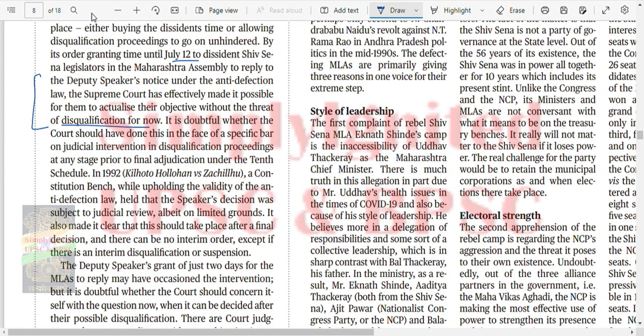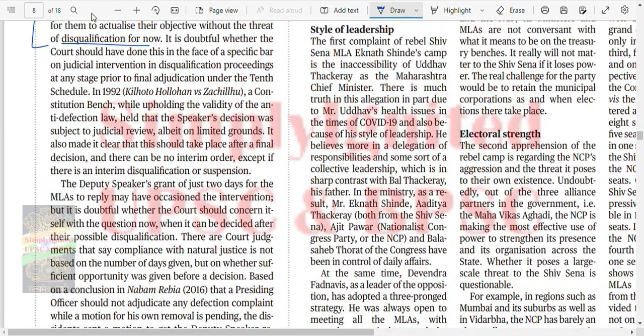The same thing the Shiv Sena did when the actual poll results came, right? It is doubtful whether the court should have done this in the face of a specific bar on judicial intervention in disqualification proceedings at any stage before the final decision. Kihoto Hollohan versus Zachillhu: a constitutional bench, while upholding the validity of the anti-defection law, held that a speaker's decision was subject to judicial review, albeit on limited grounds. It also made clear that this should take place after a final decision and there can be no interim order except if there is an interim disqualification or suspension.